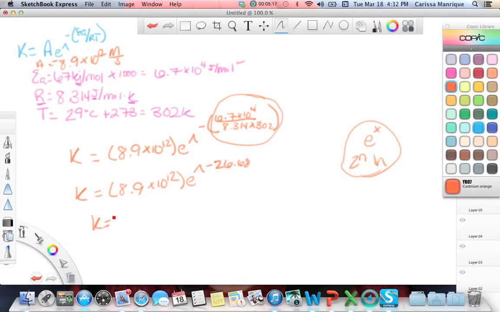So K equals 8.9 times 10 to the 12 multiplied by 2.59 times 10 to the negative 12. And then when you multiply those together, K equals 22.9.